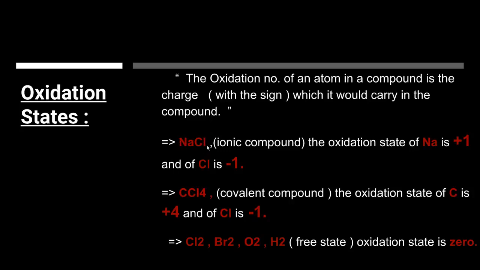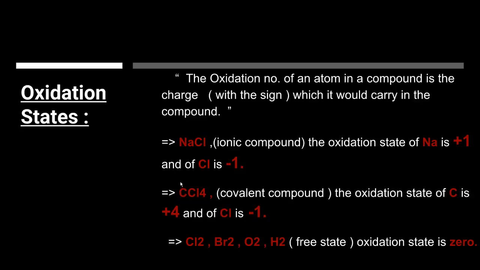This is the common table salt which you all should be familiar with, and it's an ionic compound. In ionic compounds, the oxidation states are determined on the basis of the number of electrons gained or the number of electrons lost. In this case, the oxidation state of sodium is +1 and of chlorine is -1.